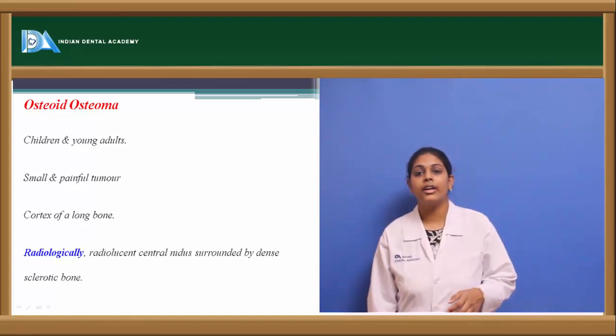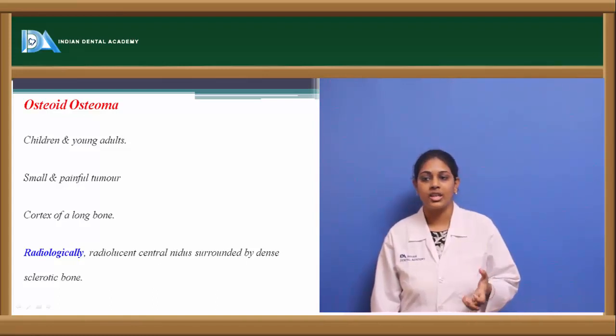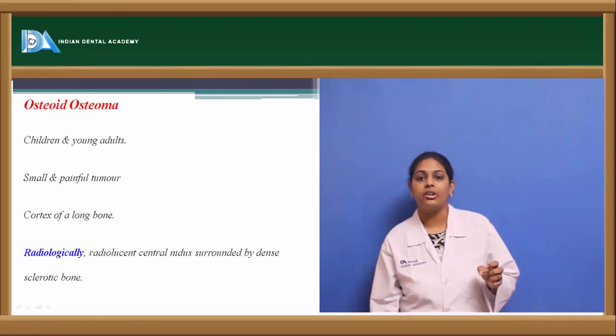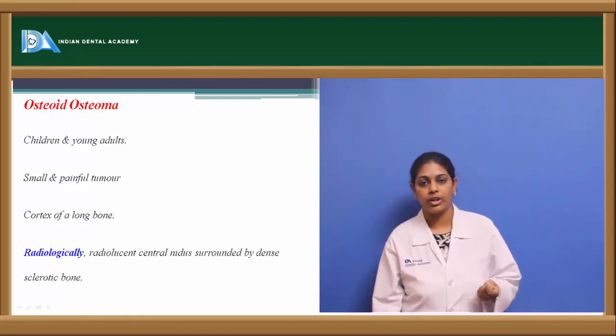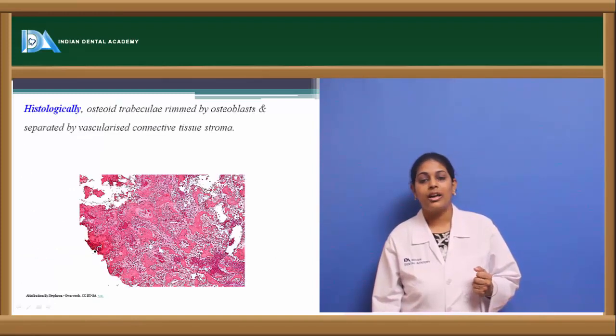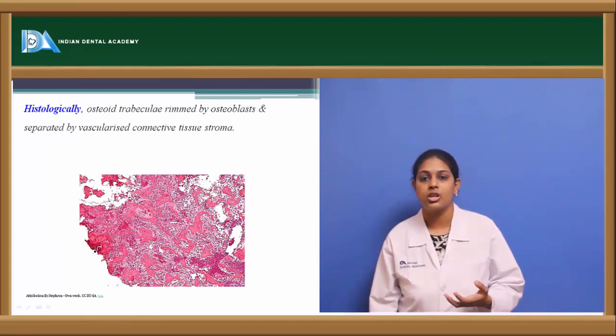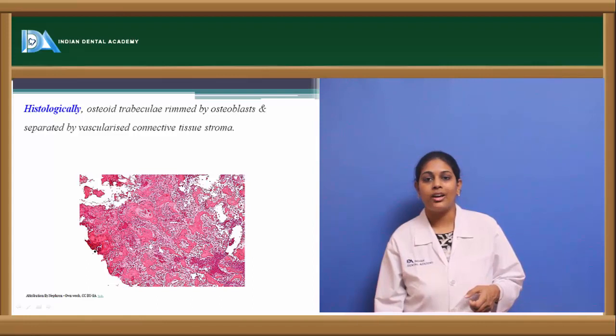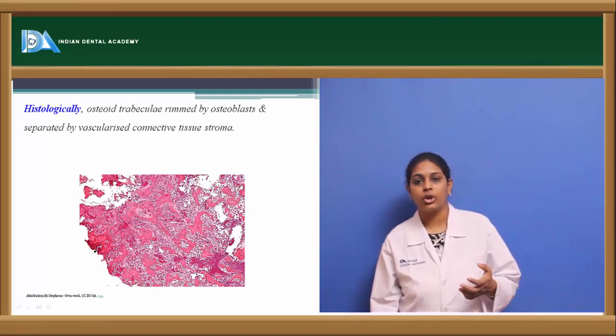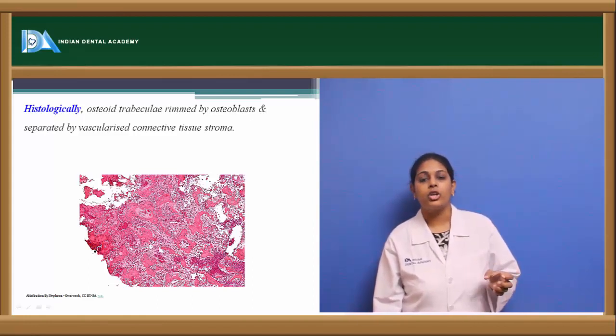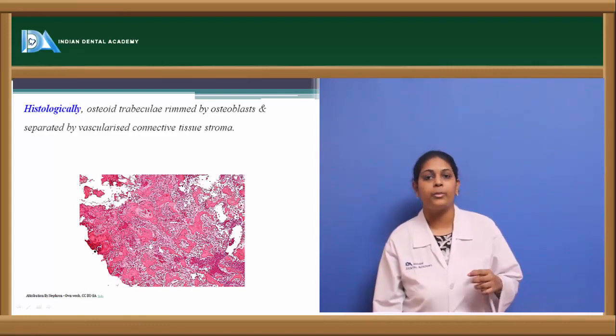And radiologically, it gives an appearance of a radiolucency, which shows the presence of a central nidus, which is being surrounded by peripheral dense sclerotic bone. The histopathological features of an osteoid osteoma usually show the presence of osteoid with numerous trabeculae, and these trabeculae show the presence of properly rimmed osteoblasts, that is showing active bone deposition.